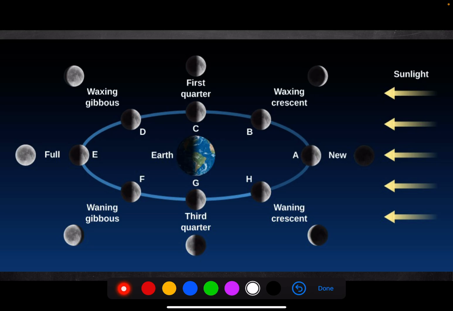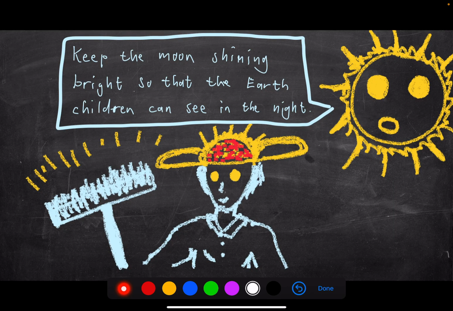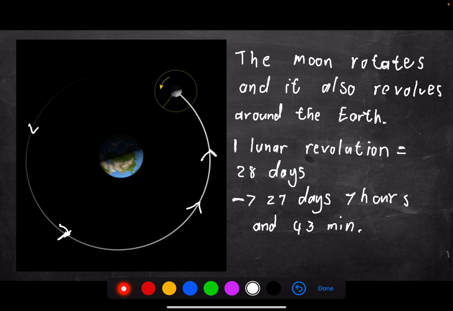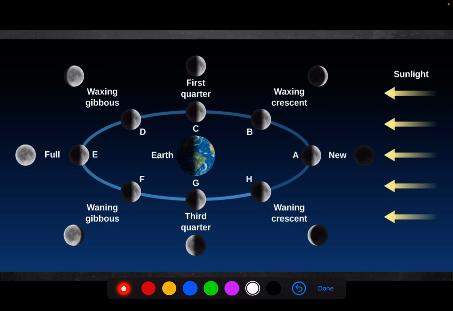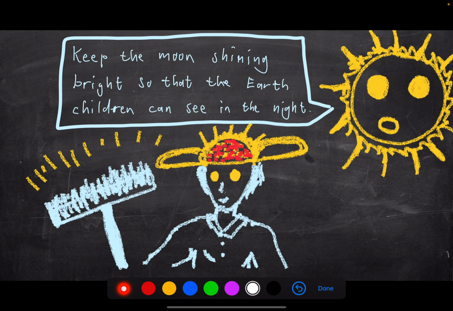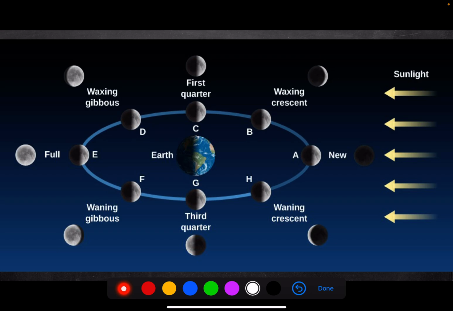All right, let's move on to the moon phases. Now, as we mentioned before, the moon revolves around the Earth, right? And depending on the moon's position in relation to the sun and the Earth, we see different phases of the moon from our position on Earth. All right, so let's take a look at that.